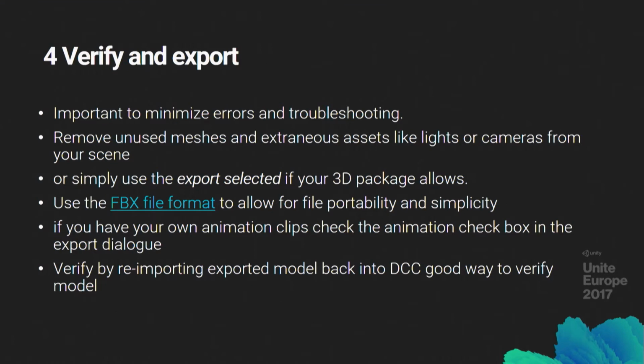There's some cameras, which we can import, by the way, now. Cameras are now importable to Unity. Anyway, you didn't want them in your character file, really. You want those as a standalone. So remove unused meshes, extraneous assets like lights and cameras from your scene. And if you want to take a shortcut, just use export selected if your 3D package allows it. But then, of course, make sure you select what you want to export.